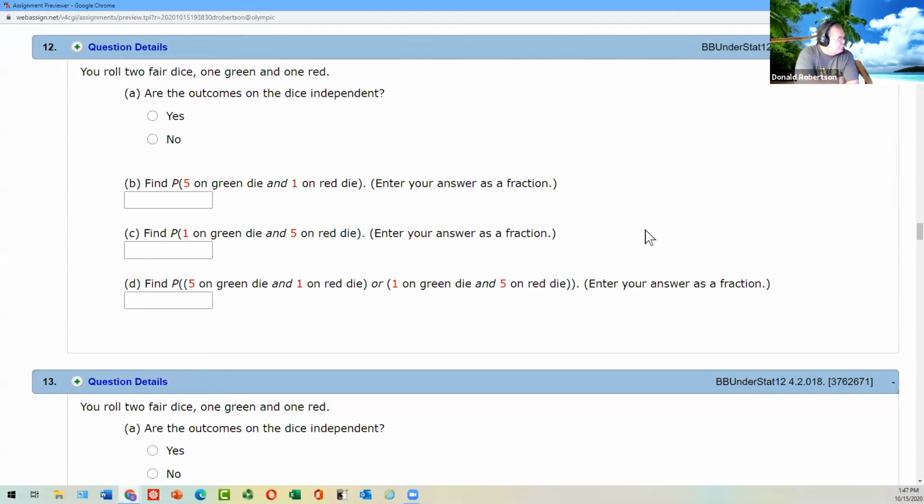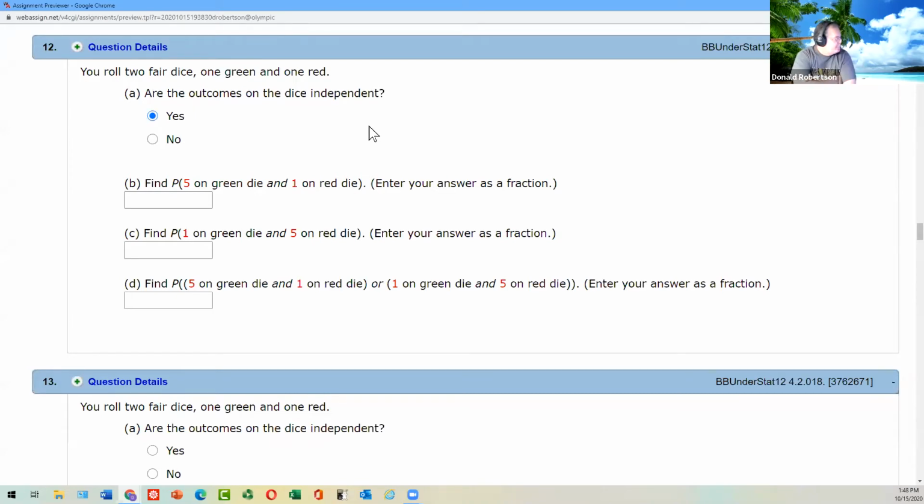Question 12, you roll 2 dice. One is green and the other is red. Oh, that's nice. Red dice, green dice. Are the outcomes of the dice independent? Does the number that turns up on one dice affect what's going to happen on the second? And if they have no effect on each other, we say, yes, they are independent. Independent means one doesn't affect the other.